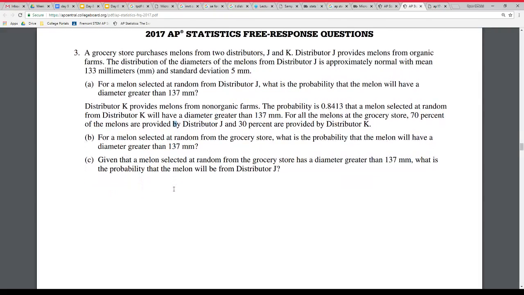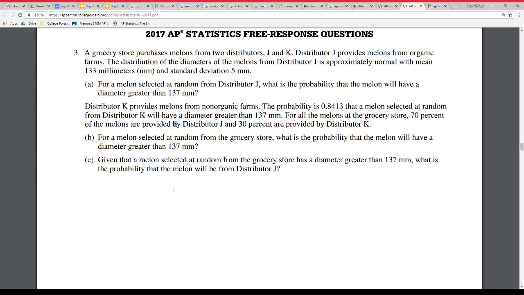For 3a, it gives you two distributors, J and K, but part a is only talking about distributor J, so we don't have to care about distributor K, which is good because it doesn't tell us anything about distributor K. By the way, this is from the AP Stats test that I took. So, yeah, this is one of the easier kinds of problems that they're going to give you on the FRQ, because it's basically just using normal CDF.